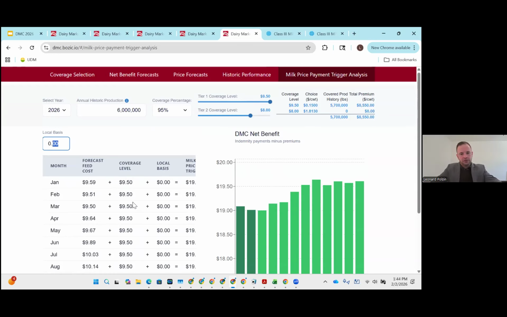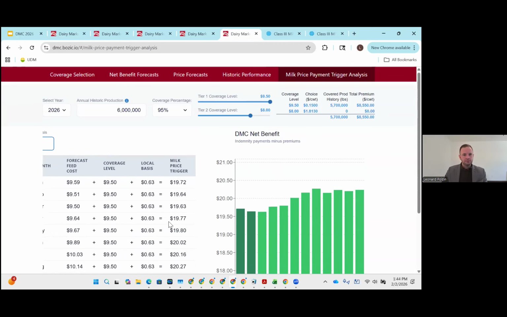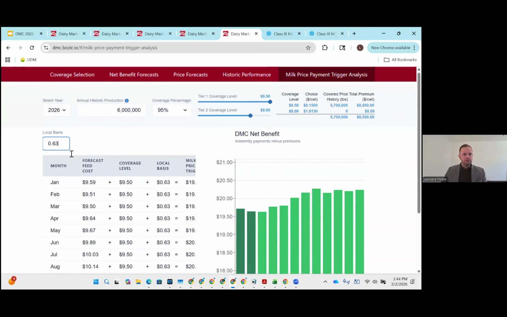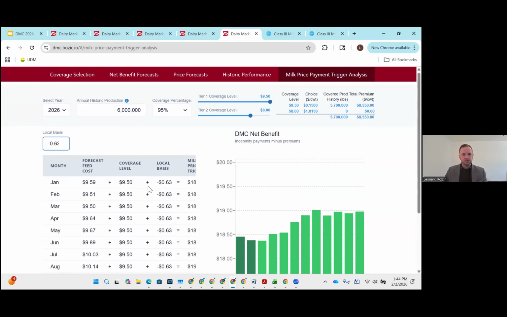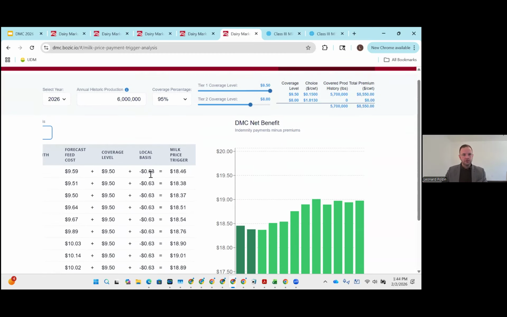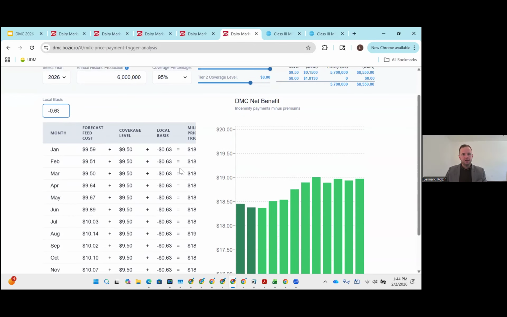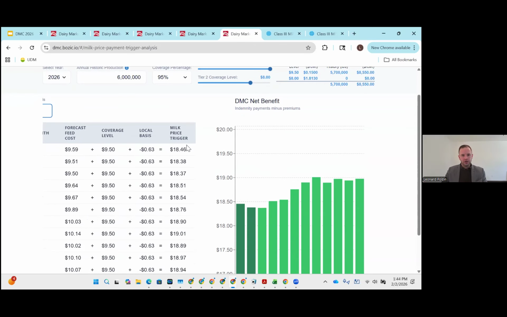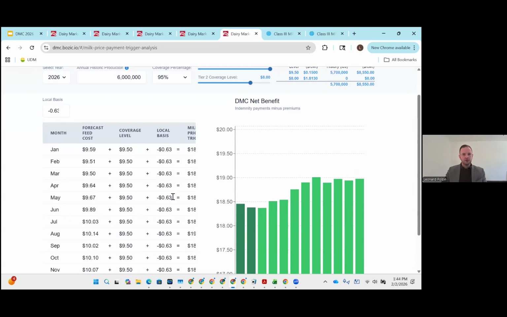So if we just put in 63, for example, it changes the math there accordingly. And you can go the other direction as well if you put in a negative. Then you know where the milk price trigger would have to be in order to trigger payments.